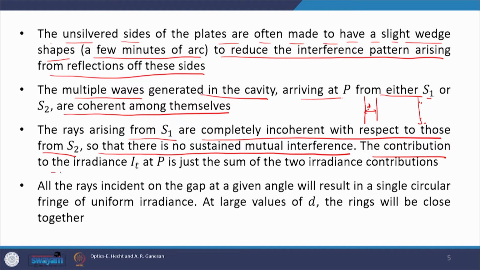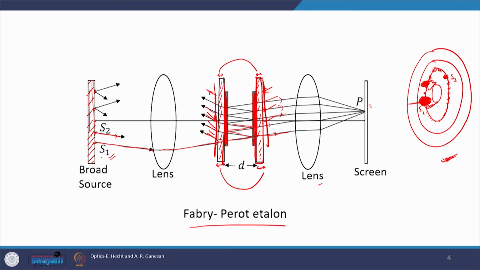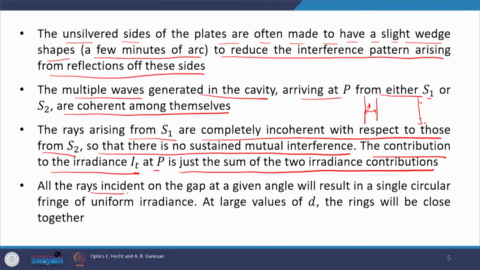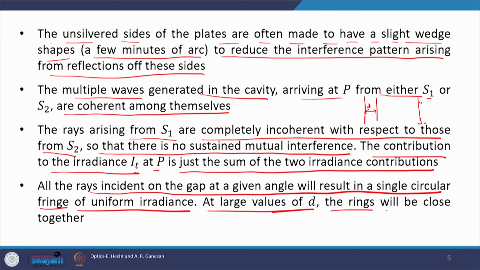The contribution to the irradiance I_T at P is just the sum of two irradiance contributions, and this is what we talked about here. This distribution would be completely incoherent with that distribution, but they are independently sustained, therefore the overall pattern will look sustained. All the rays incident on the gap at a given angle will result in a single circular fringe, this we know, and this would be of uniform irradiance, because the source is very broad and the rays fall from different angles, and with finitely many rays the irradiance of the circle would be roughly the same and uniform. And at a large value of d the rings will be close together.